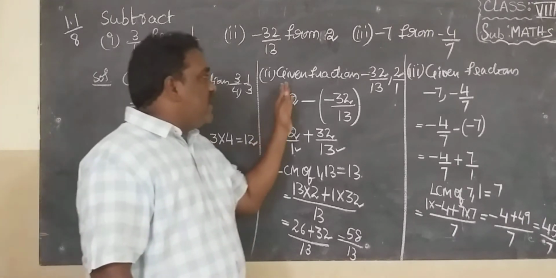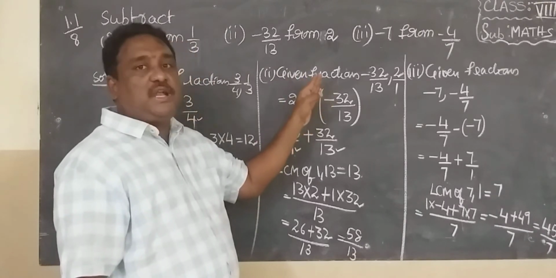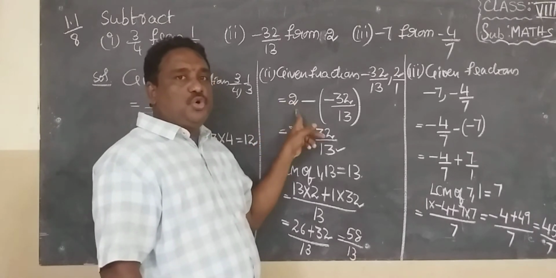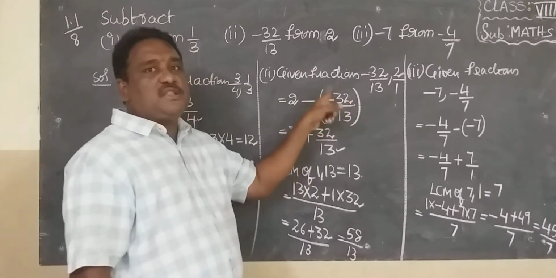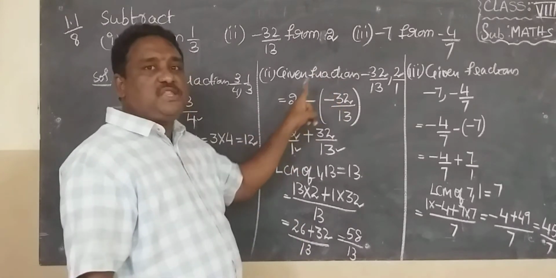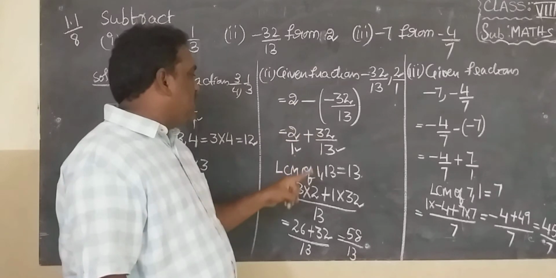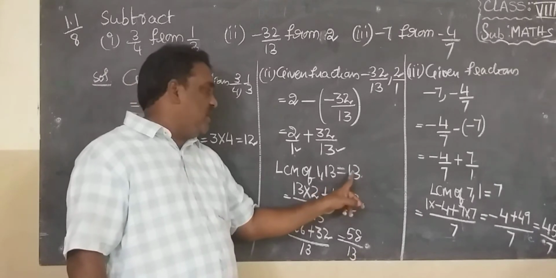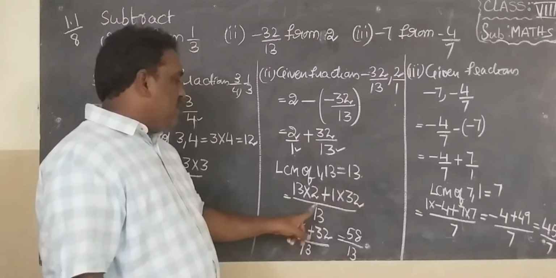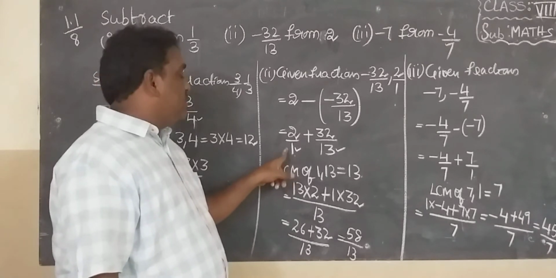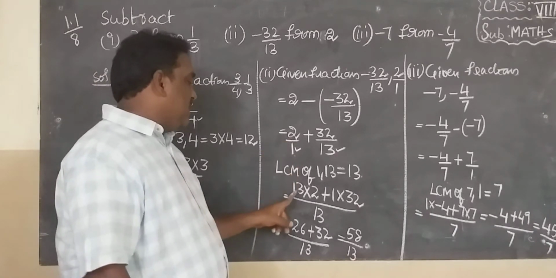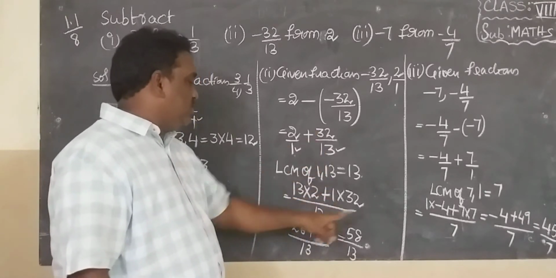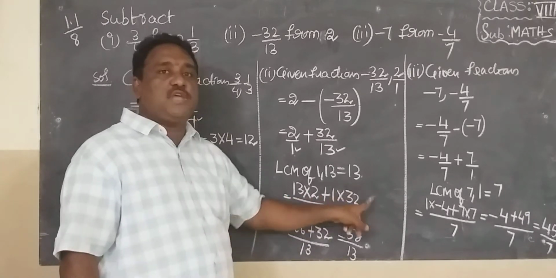Second one, given fractions minus 32 by 13, 2 by 1. So what do we have to write first? Write 2 first. 2 minus, then the second one, minus 32 by 13. 2 minus into minus is plus 32 by 13. We can write 2 by 1. LCM of 1 comma 13 equals 13 only. Then LCM here is 13. 1 table 13 times. What is the numerator? 2. It becomes 13 into 2. 13 table 1 time. It becomes 1 into 32. 13 twos are 26. 1 into 32, 32.